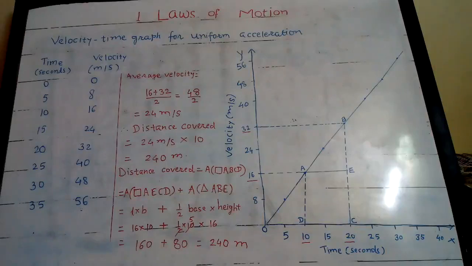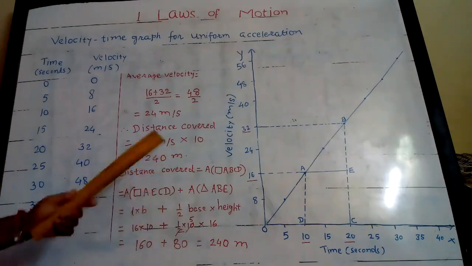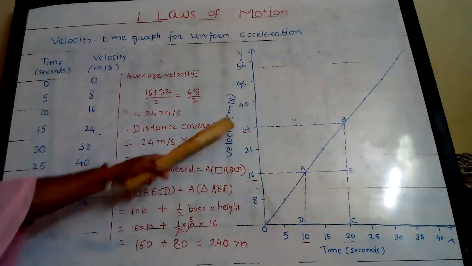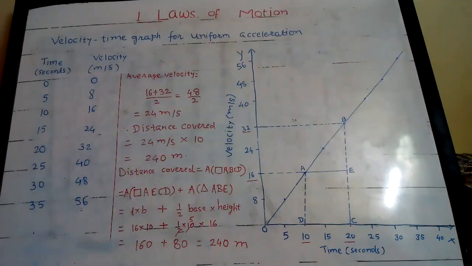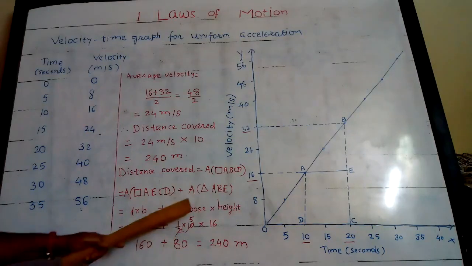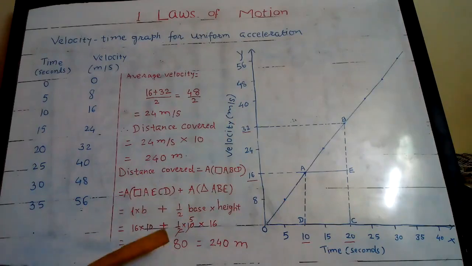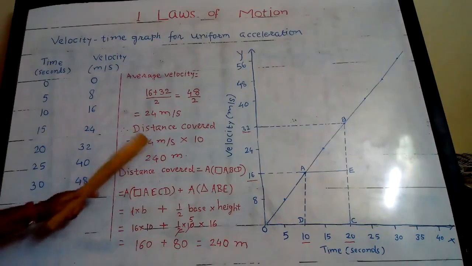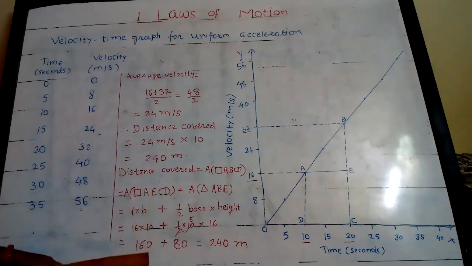AE means again CD and AE are equal, so 5 plus 5, that is 10. Base is 10, and height is 16 again, 8 plus 8, 16. So half multiplied by 10 multiplied by 16. So 2 cancels this 10, becomes 5, and 5 multiplied by 16 is 80, and 160 plus 80 is equal to 240 meters. Means by this method also we have got the same answer, so your answer is correct.